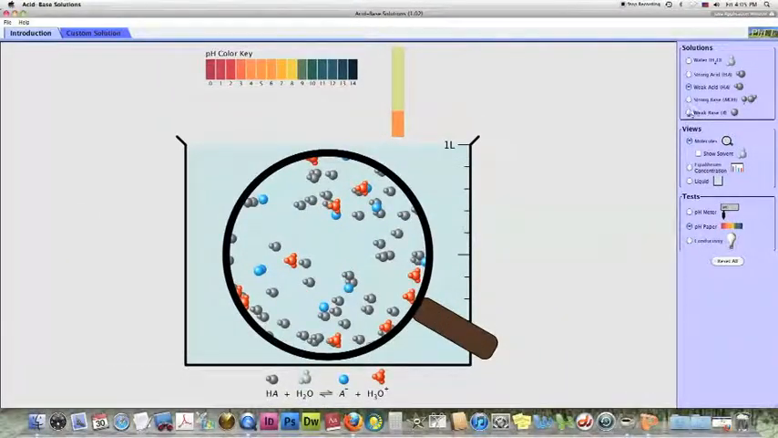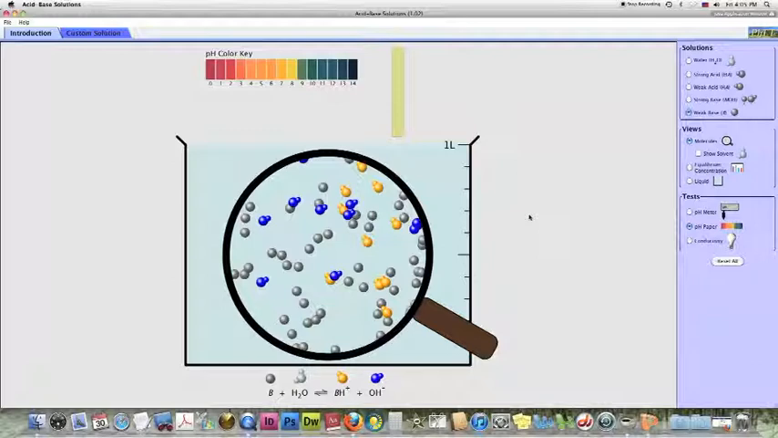Here's what we have at the University of Colorado simulation. This again shows us with the magnifying glass that we have our B- substances in water, interacting with water to form a few HBs and a few hydroxides. Using the pH paper, the presence of the hydroxides would be detected, and this would be reported to have a pH of around 9 or something like that.